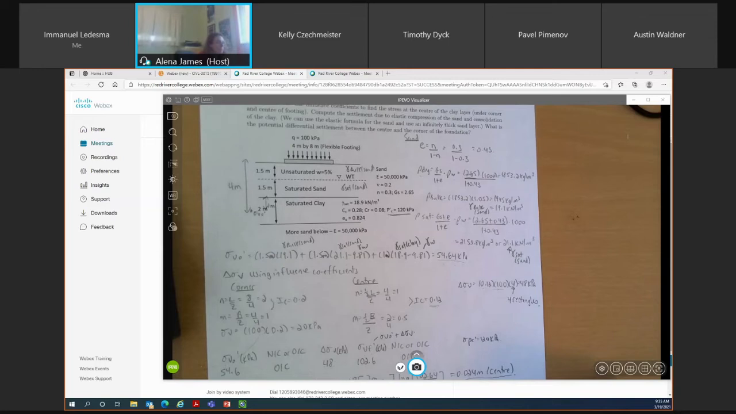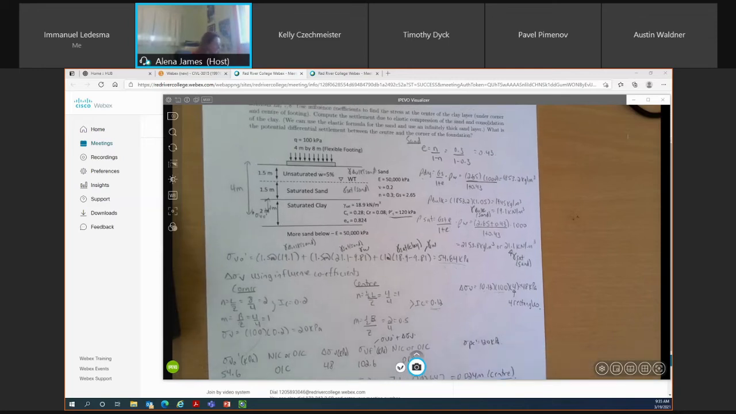So the first step in my problem is to calculate my initial effective stress. So where am I going to calculate my initial effective stress to in this problem if I'm going to calculate the consolidation settlement of my clay layer?